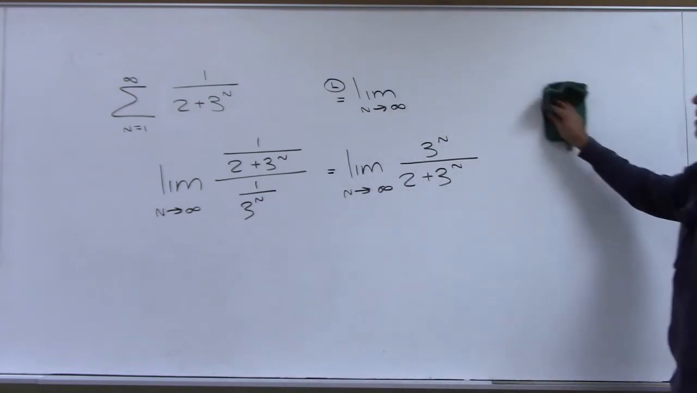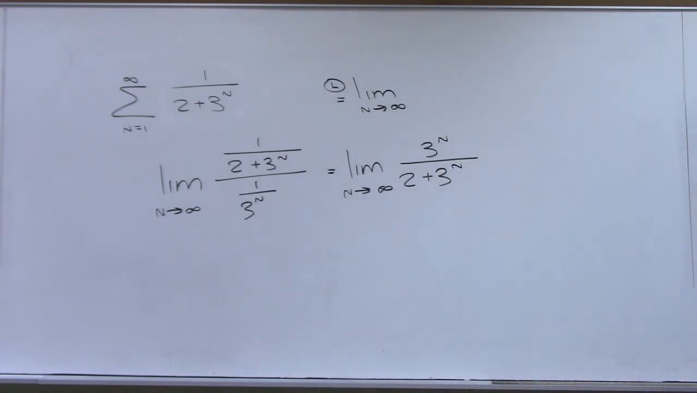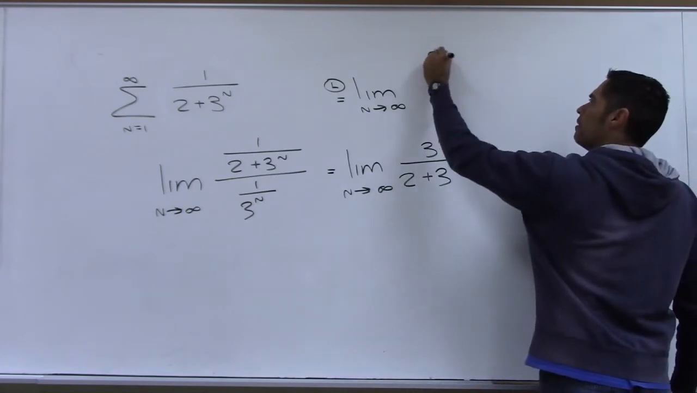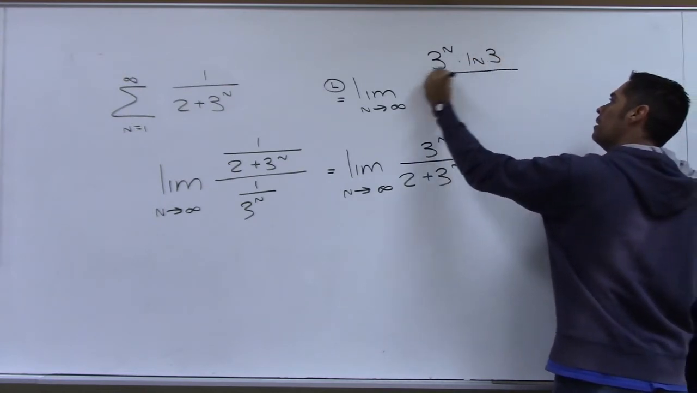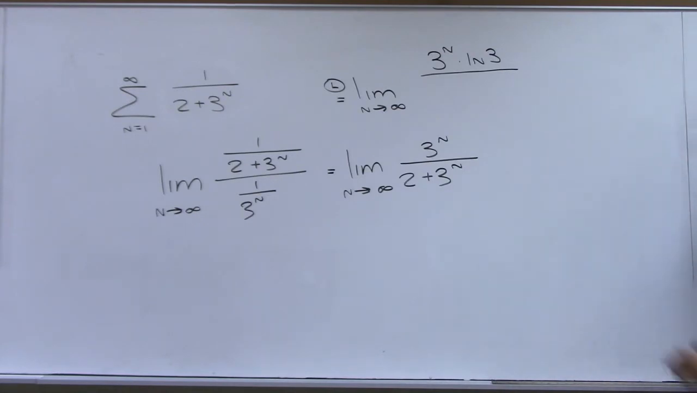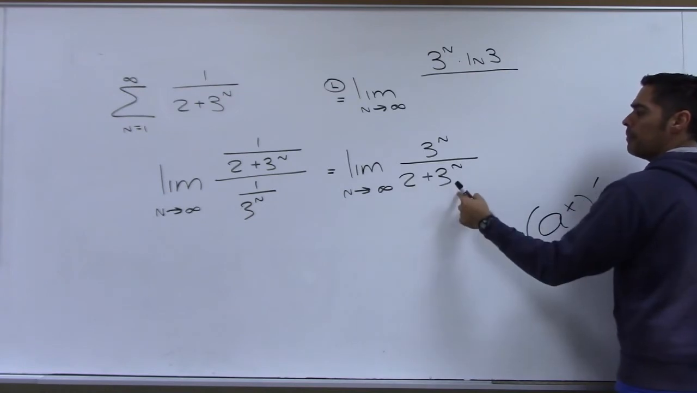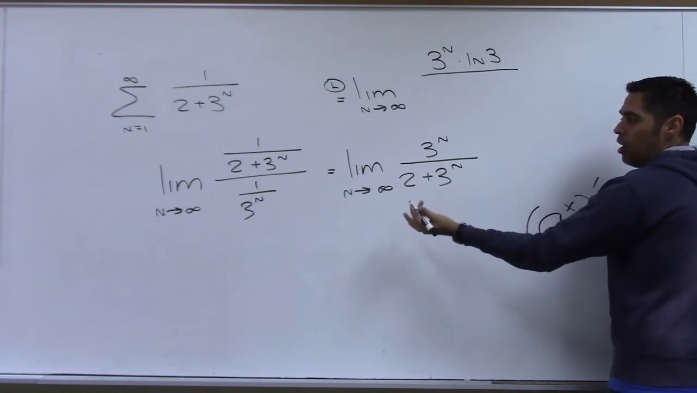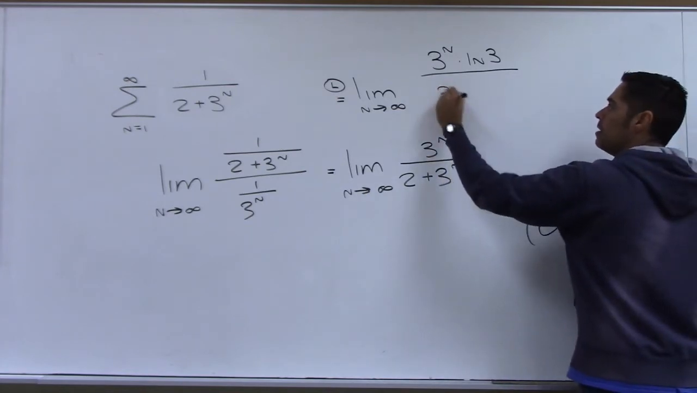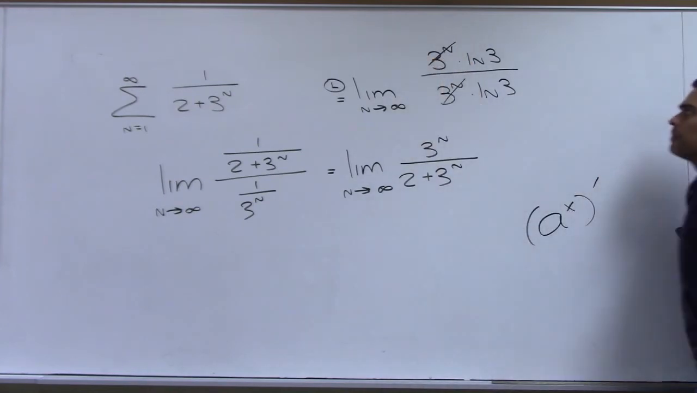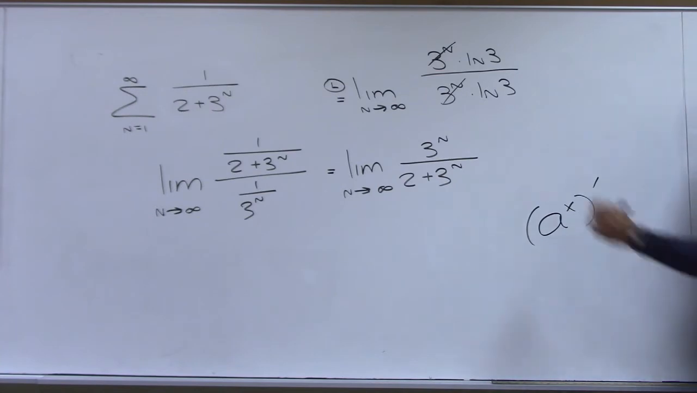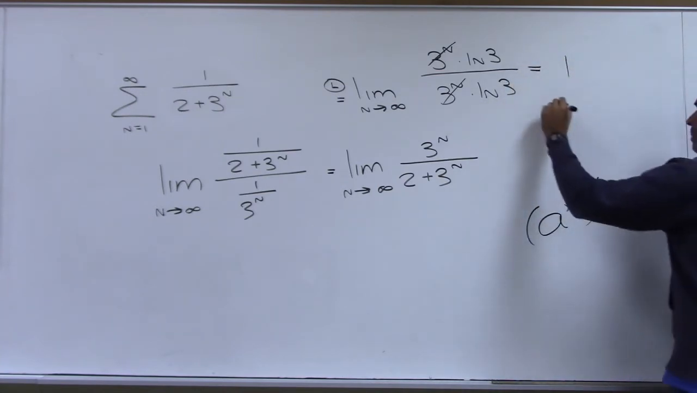Now carefully tell me what the derivative of the top is. 3 to the n natural log 3. Go back to Cal 1: the derivative of a to the x is a to the x times natural log a. Derivative of the bottom: derivative of 2, gone. Derivative of 3 to the n, well, we just did that, right? 3 to the n, natural log 3. The 3 to the n's cancel, and you get natural log 3 over natural log 3, which is 1, which is a positive constant.